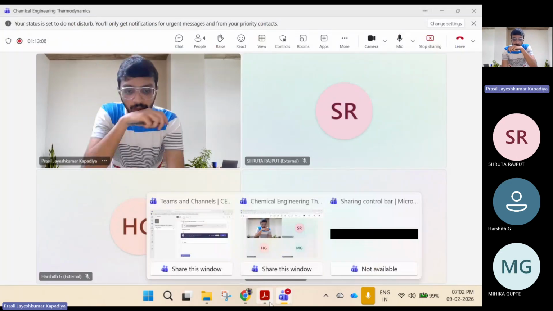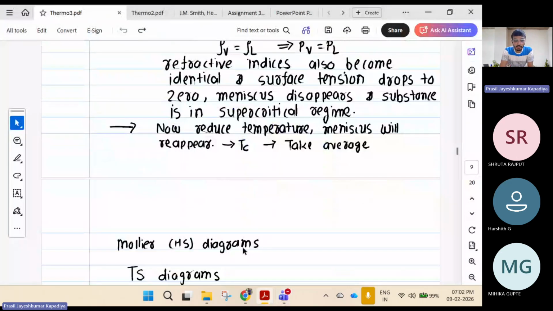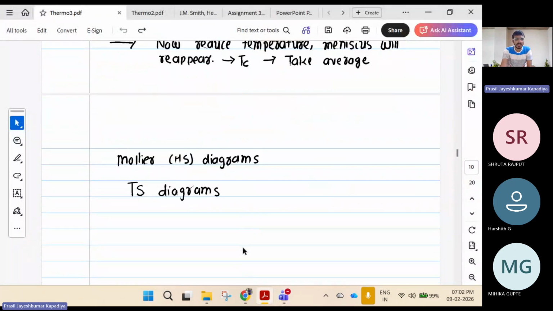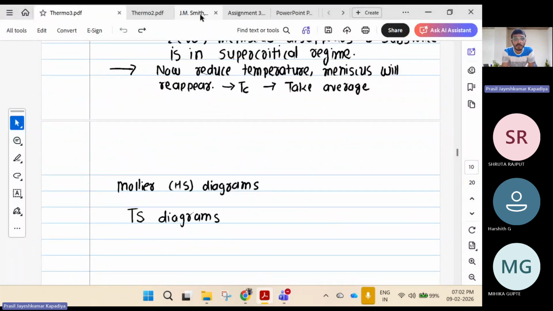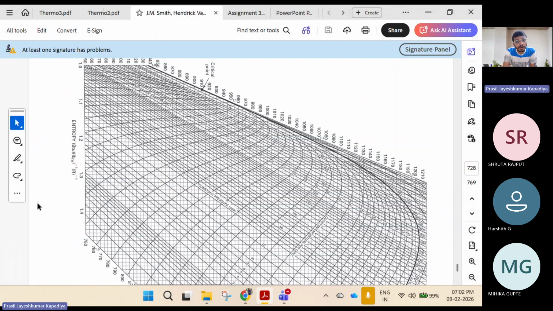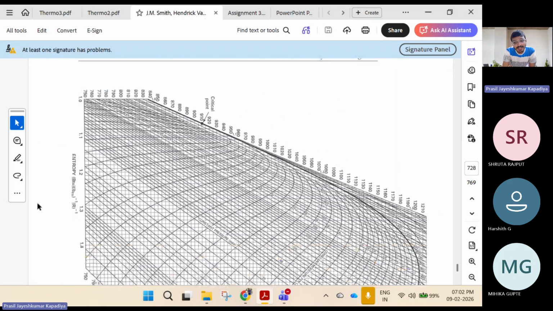Okay, so now let's move ahead. There are some other diagrams also, those are called thermodynamic diagrams. So this one is called the Mollier HS diagram.